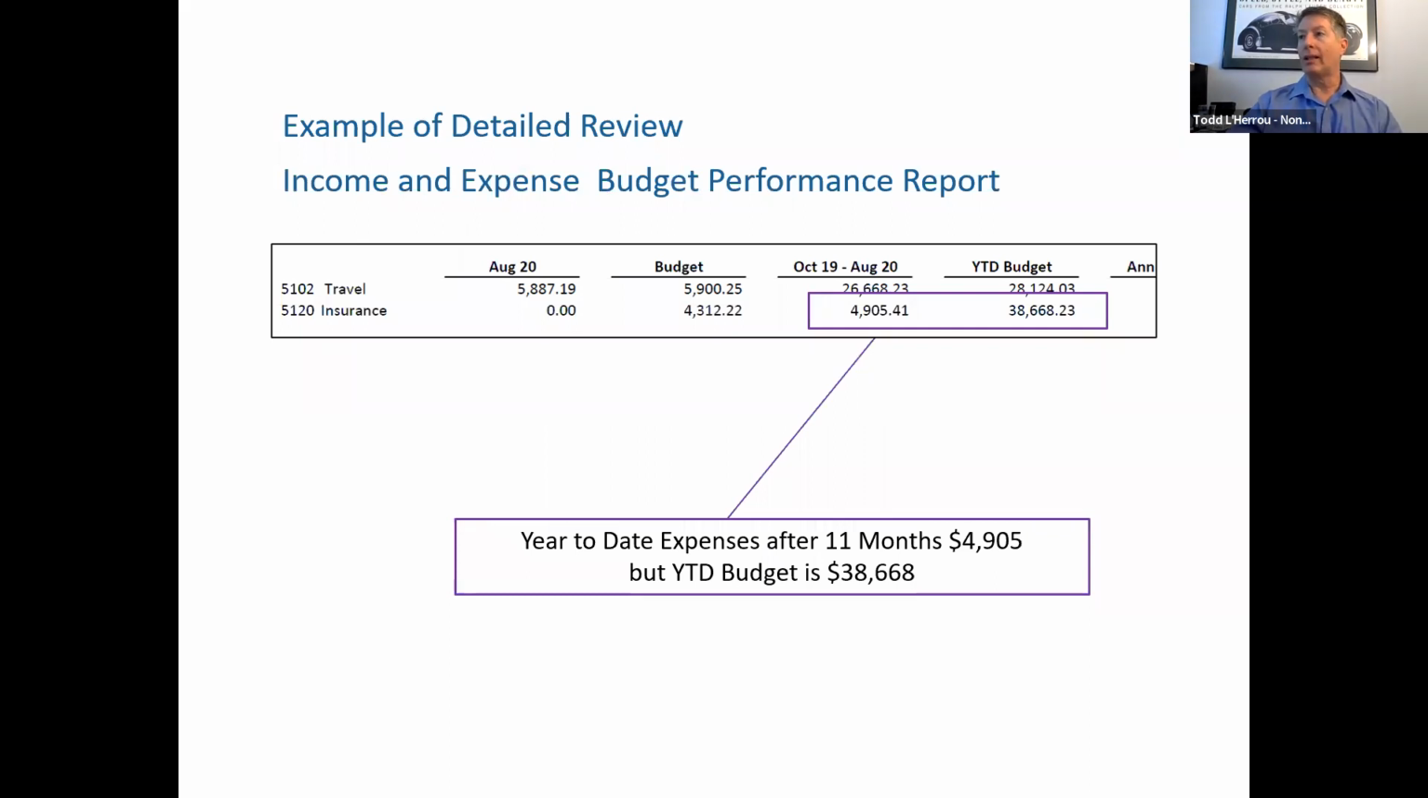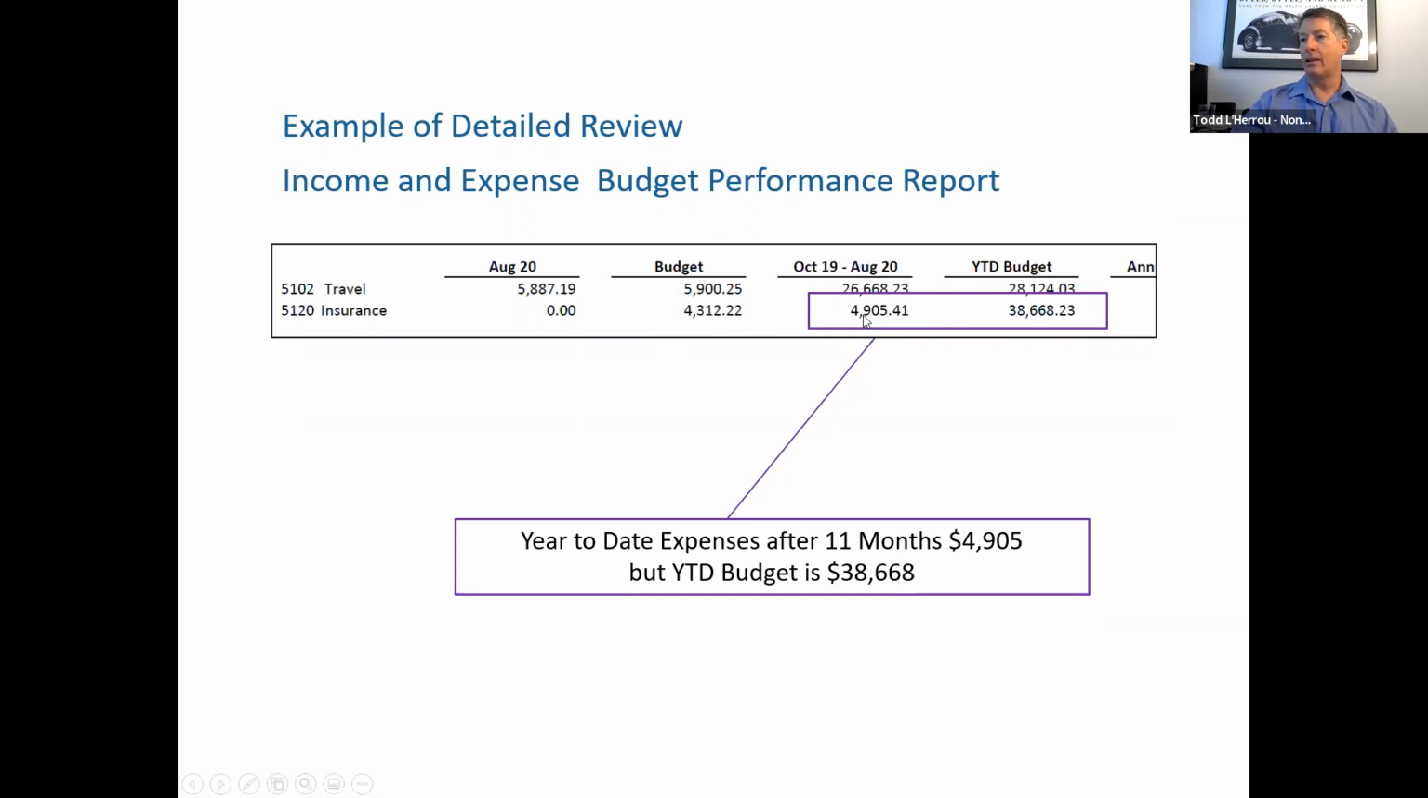All right, so let's talk a little bit about performance review in further detail. So this is an example of what you might see. Here we see that the organization has their month's worth of expenses, August of the year. They have the two dates, so from October of the prior year to the current month, and they have their budgeted amount. I'm sorry, this budgeted amount here is for the month. The year-to-date budget is over here.